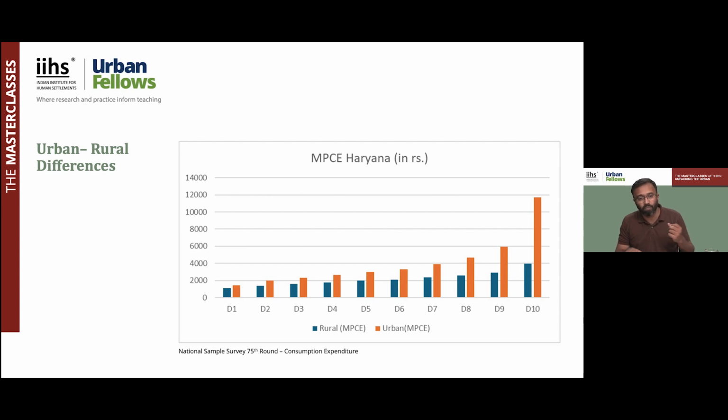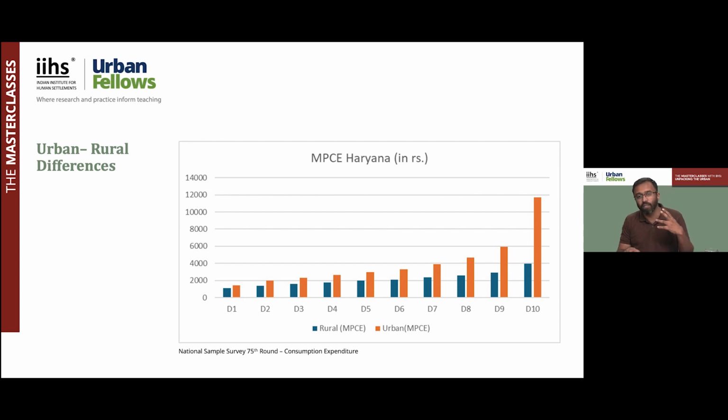This is another quick example from National Sample Survey again, 75th round, consumption expenditure, monthly per capita expenditure in Haryana. The rural is the bluish color, and orange is urban. We can see clearly how the upper deciles, the x-axis shows the deciles of the population, like each 10%, lowest 10% of the population is D1, and the highest 10% in terms of MPCE is D10. And we can see how the difference increases as we go to the higher income, higher consumption expenditure brackets.